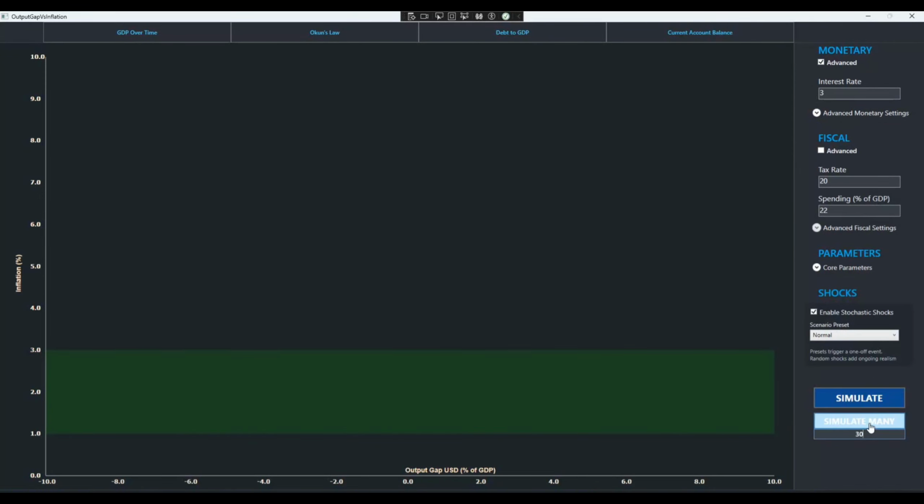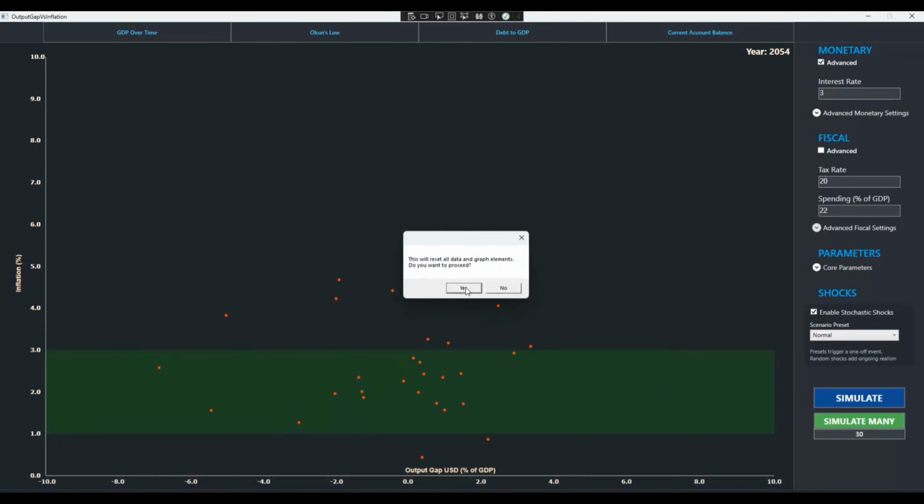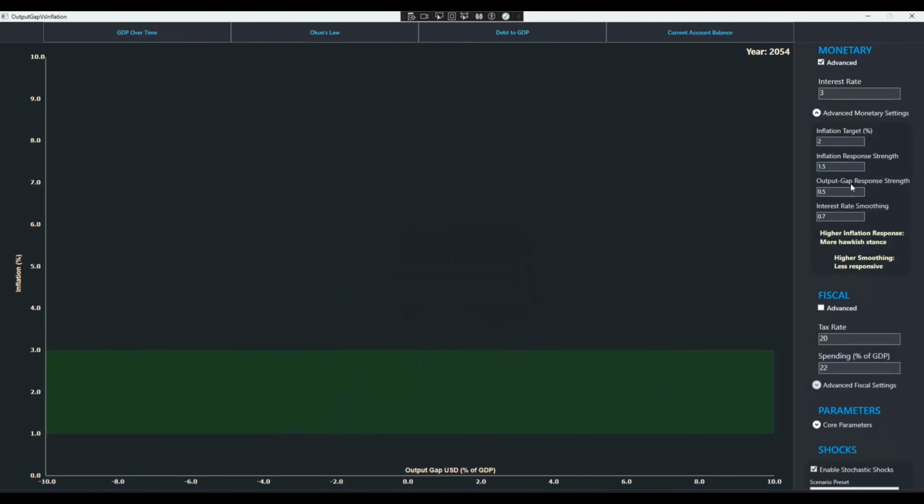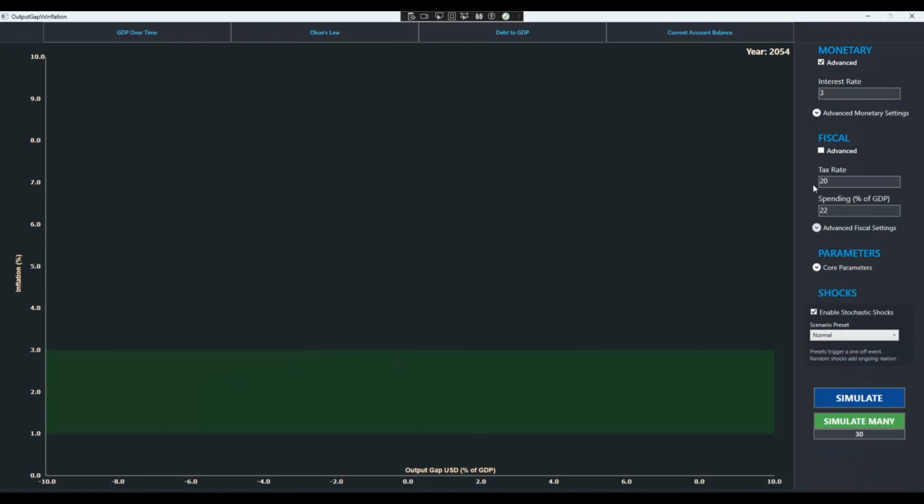And simulating 30 years. So you can see around half of the points lie within the 1 to 3% band, and we still have these points up here varying from 3 to 5%, and these points down here varying from 1 to 0%. So resetting the simulation, we should see more points lie within this region once we increase inflation response rate. So increasing to 3.0 and simulating once again 30 years, we should see more points lie within this region here.